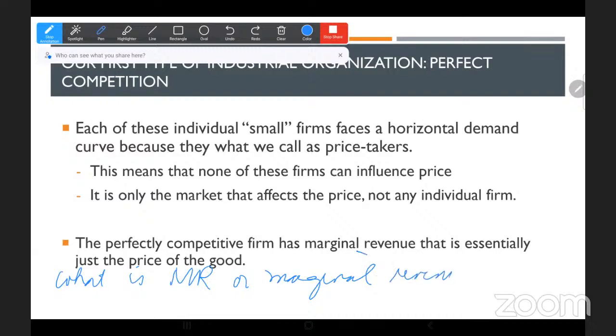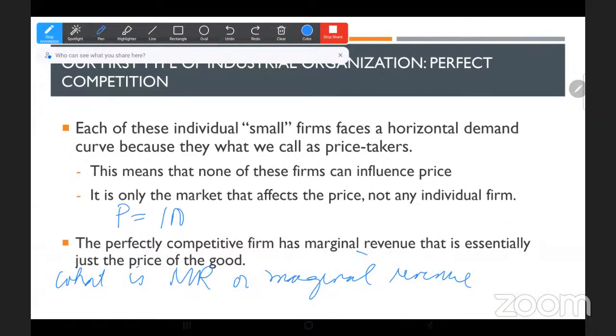It means the addition to revenue when the firm sells one additional good. That is the definition of marginal: how much does total revenue change when the firm produces or sells one additional unit? Since the firm is a price taker, let's say the price is equal to 100, right?